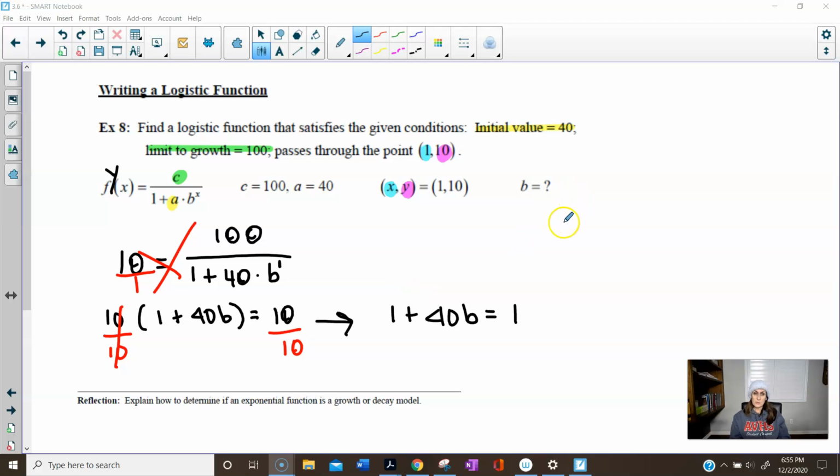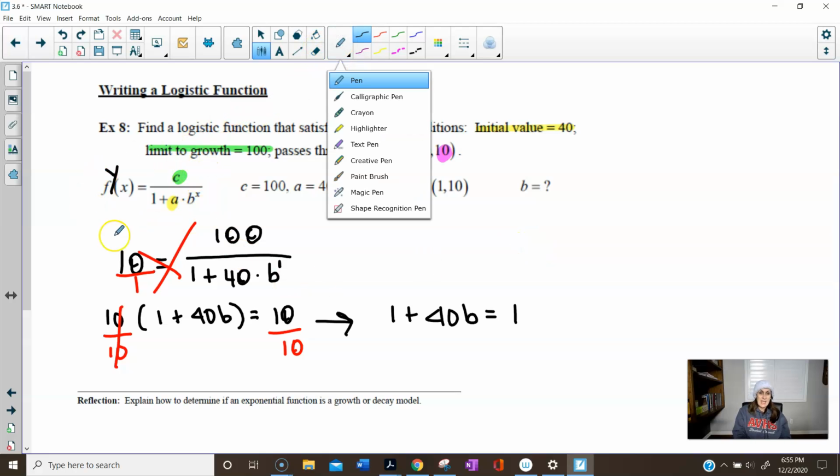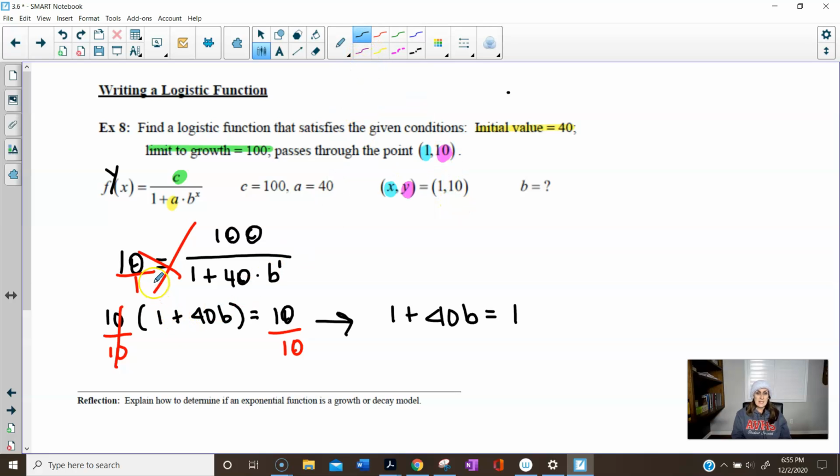First thing you have to do before you can write the function is figure out what B is. So here is your function, and you're going to plug in A, B, and C, and then you'll have your function. But before I can do that, I need to know what B is. So what I did is I did y, which is 10, is equal to 100 over 1 plus 40 times B raised to the first power, because x is 1. From there, you just have to solve that.